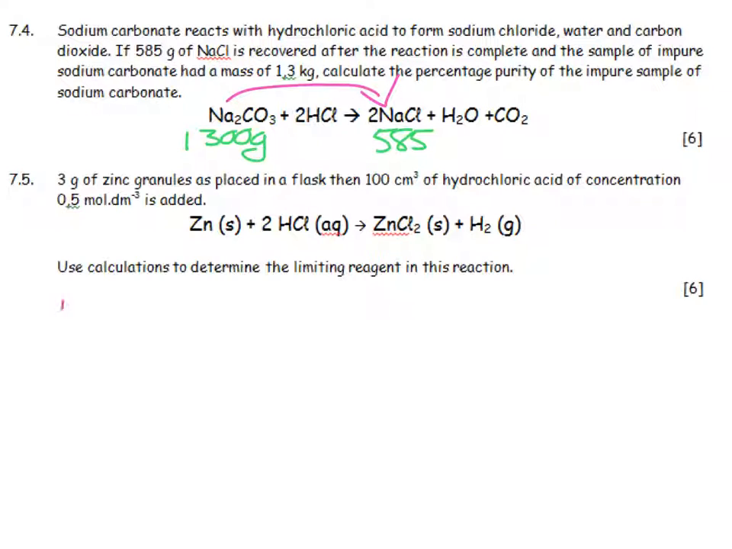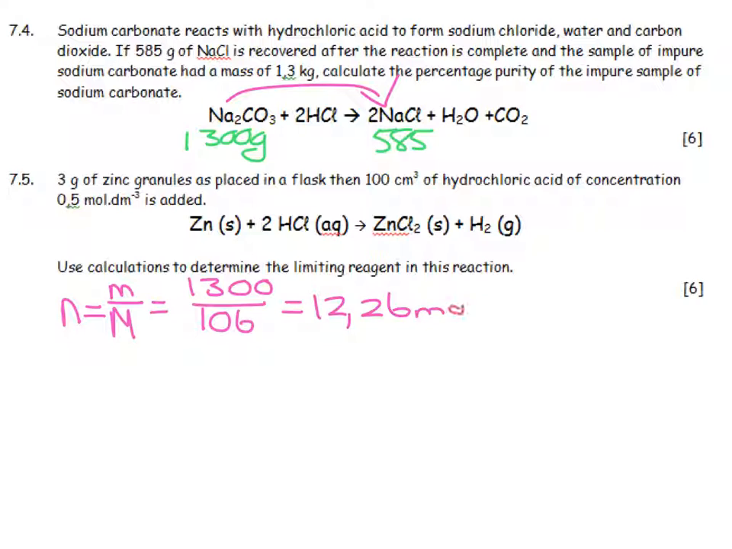So I'm going to say the number of moles is equal to the mass over the molar mass, which is equal to 1,300, and the molar mass of sodium carbonate is 106. And you land up with an answer of 12,26 moles. Then you can work out what mass you should have got.